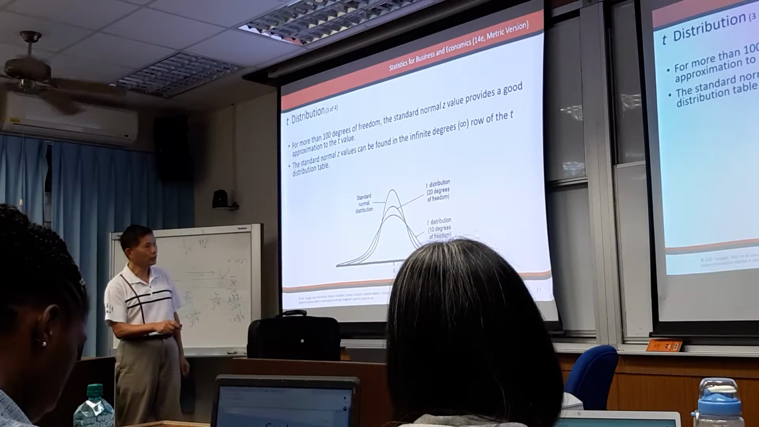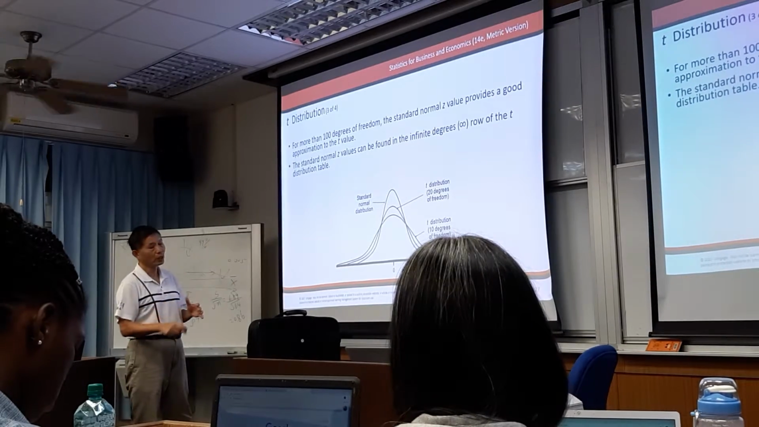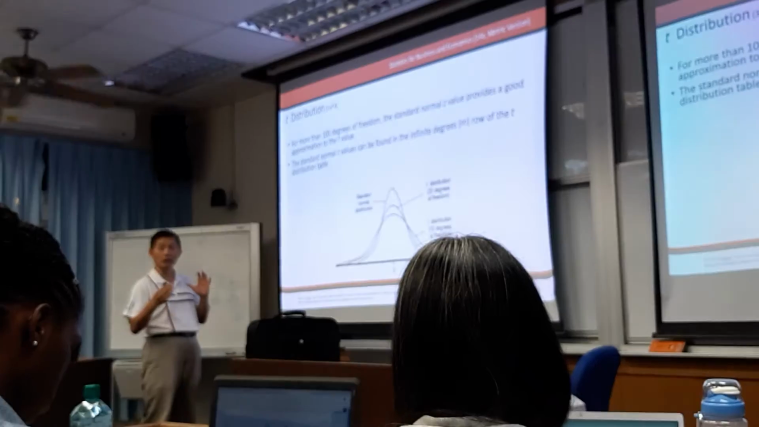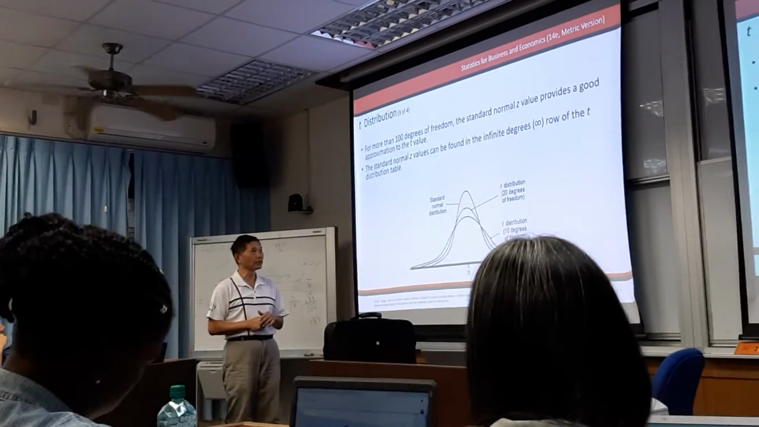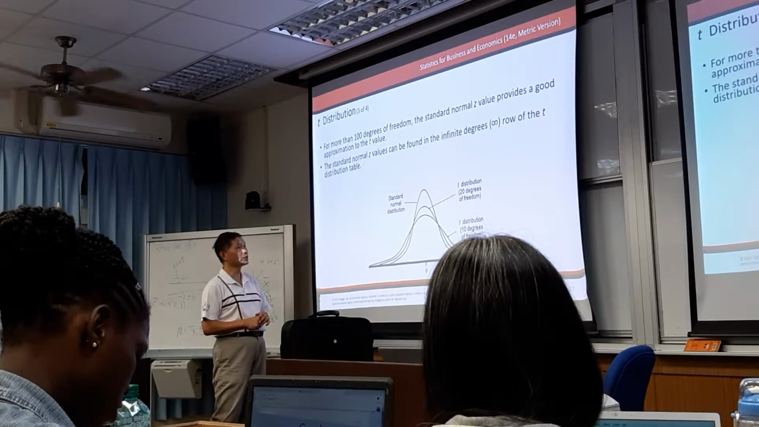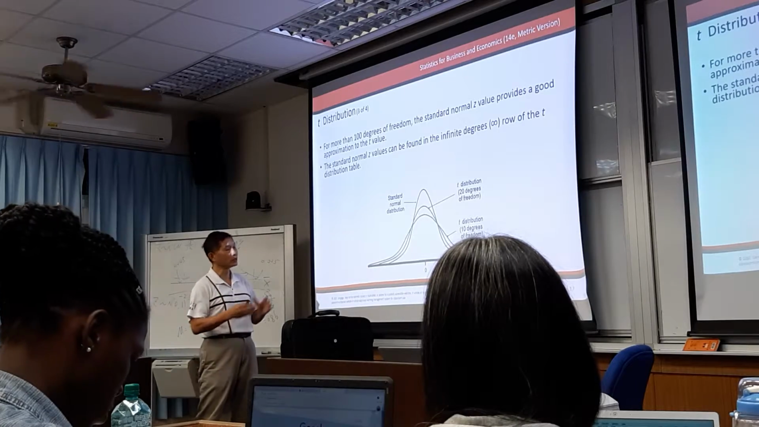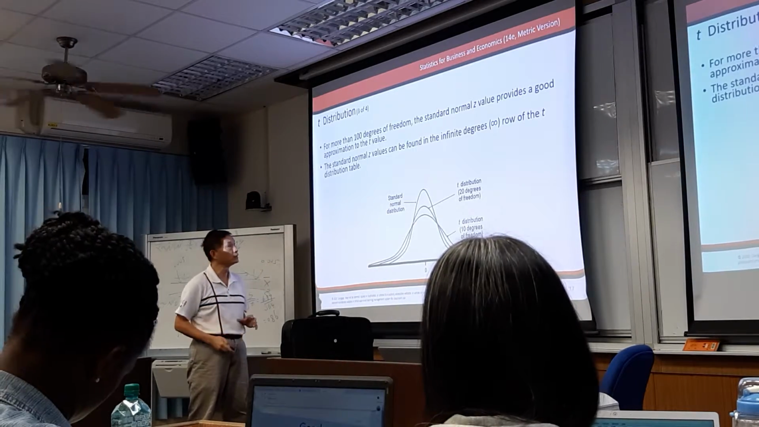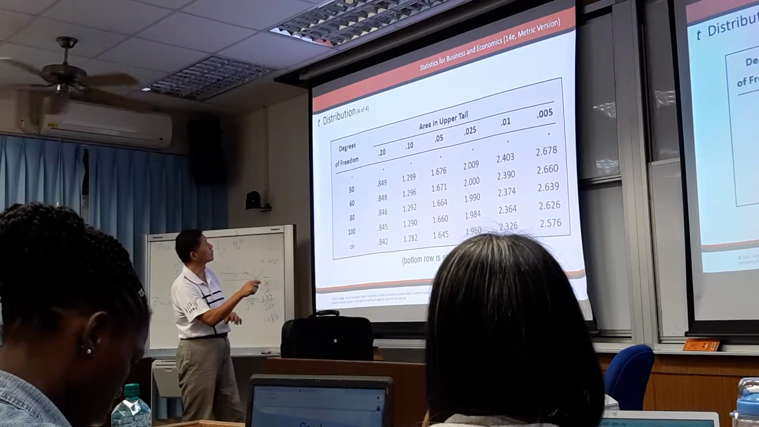but the variability of the T distribution is much bigger than Z. It depends on the degree of freedom. The degree of freedom equals n minus 1. The bigger the sample size, the bigger the degree of freedom, the smaller the standard deviation. So you can look at a table like this one. This is the T table, okay.